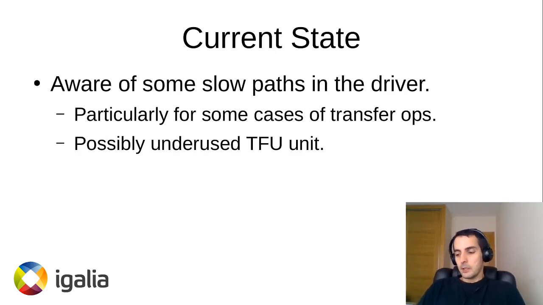In any case, we are aware that there are some slow paths in the driver. Specifically when we talk about transfer operations, and we think that one of the things that the Raspberry Pi 4 GPU includes is a TFU unit, that is a texture unit that allows to do some copies directly. The thing is that for using it, you need to fulfill some constraints, and if not, we use a shader, a blit shader, so basically an internal program that we use just for copying.